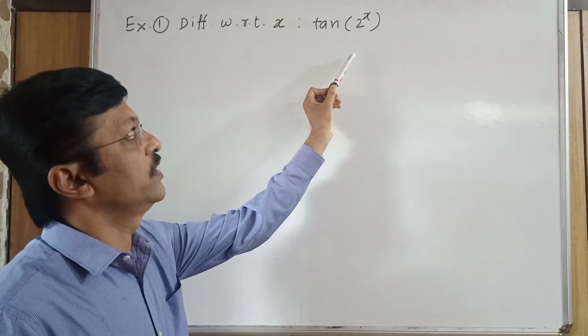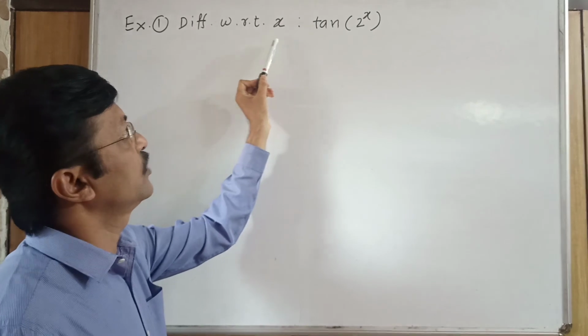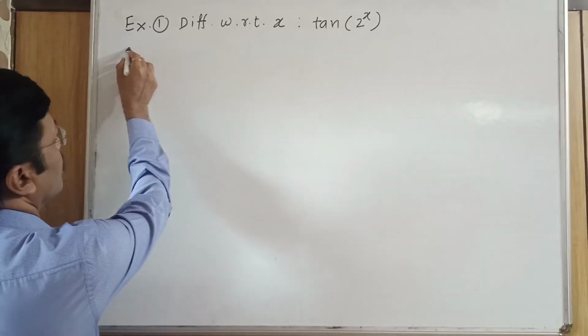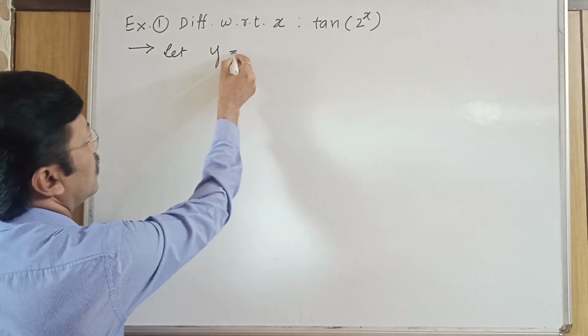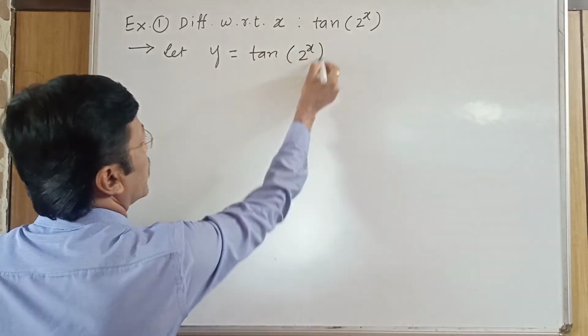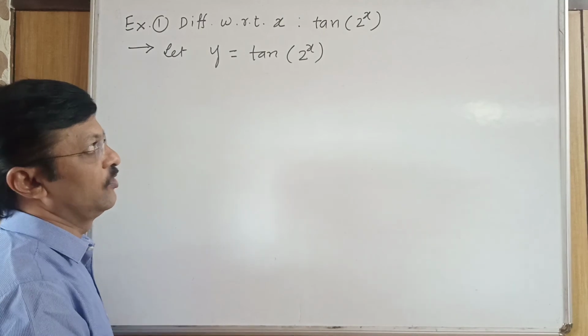Tan of 2 raised to x. We want to differentiate tan of 2 raised to x with respect to x. So let us start the answer. Let y is equal to tan of 2 raised to x. Now we have to differentiate this with respect to x.